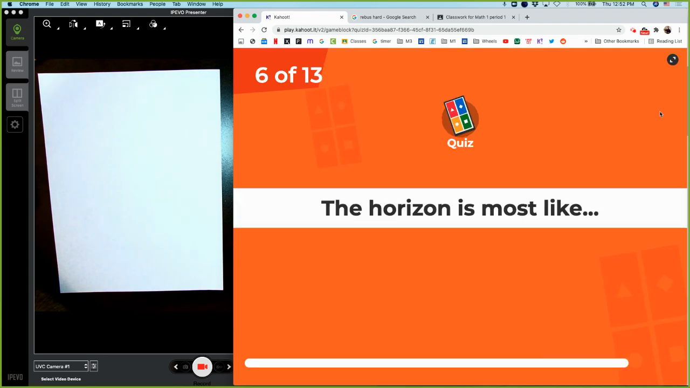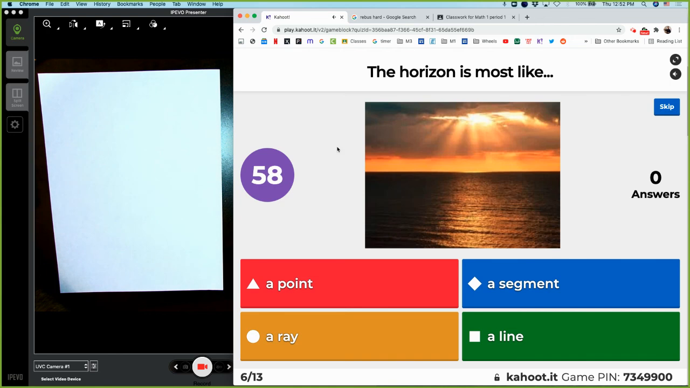The horizon is most like... Now, just don't be all philosophical. It continues in both directions. It's not just what's in the picture. The horizon. If you're on a boat and you turned around in a circle, you would see what as you turn? Don't get philosophical. It's straightforward.